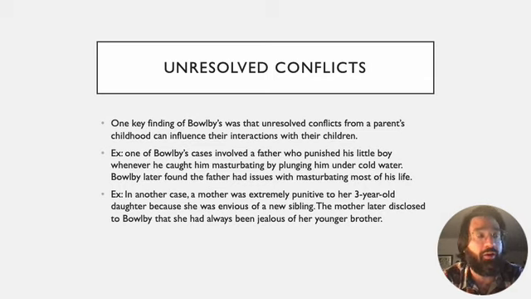So, we can see how if a parent is struggling through some personal problem of their own, that gets projected right onto the child and becomes a source of conflict for the child now. In another case, there was a mother who was extremely punitive, right, to her 3-year-old daughter because she was envious of a new sibling. So the mother didn't like how this 3-year-old was getting really jealous and envious of the new sibling. And so the mother later disclosed to Bowlby that she had always been jealous of her younger brother. So again, we can see parallels, right, between what a parent experienced growing up and how they enact some of those problems with their children.